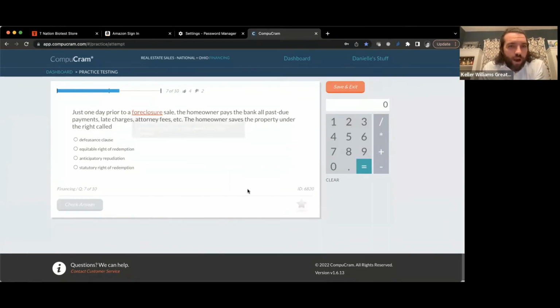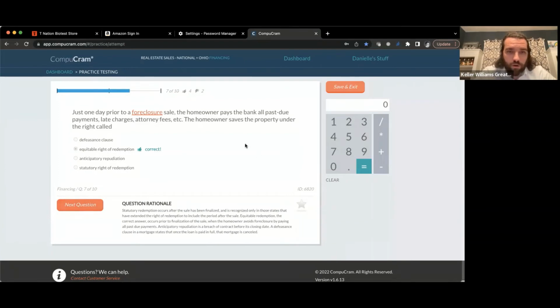Question number 7. Just one day prior to a foreclosure, the homeowner pays the bank all past due payments, late charges, attorney fees, etc. The homeowner saves the property under the right called A, the defeasance clause, B, the equitable right of redemption, C, the anticipatory repudiation, or D, the statutory right of redemption. Okay, a couple of B's here, and that's going to be correct.